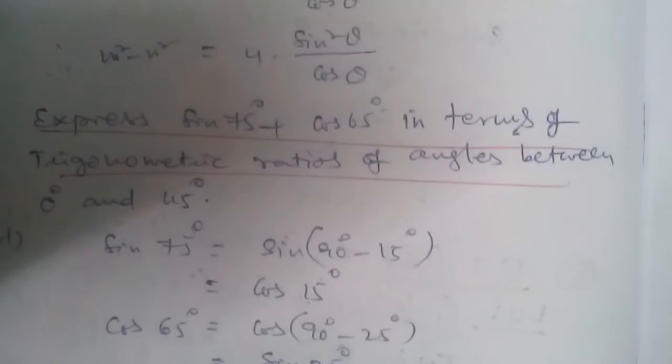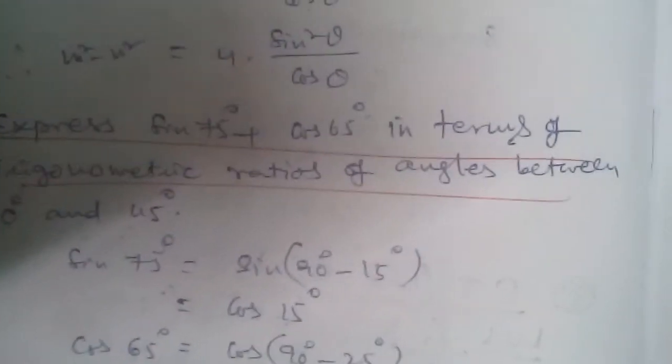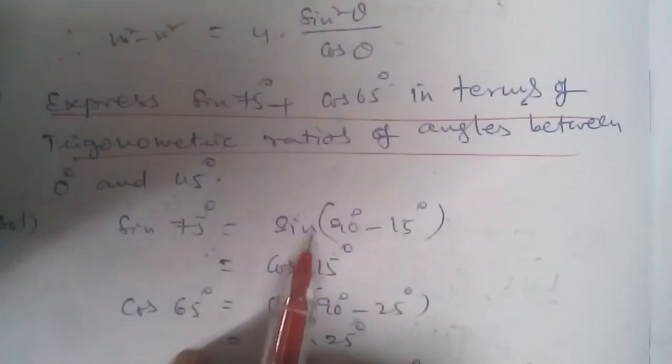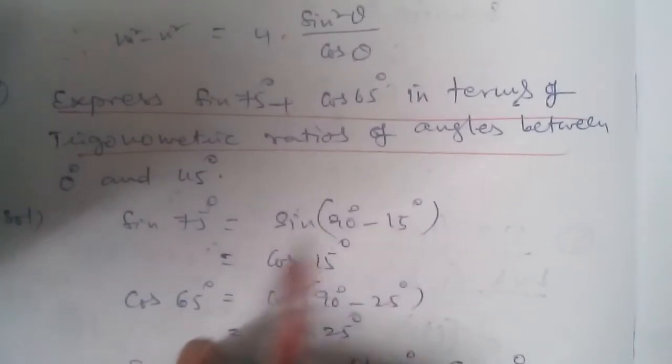And the seventh one: express sin 75 plus cos 65 degrees in terms of trigonometric ratios between 0 and 45. We can write sin 75 as sin of 90 minus 15. So sin 90 minus theta is equal to cos theta. We'll get cos 15.